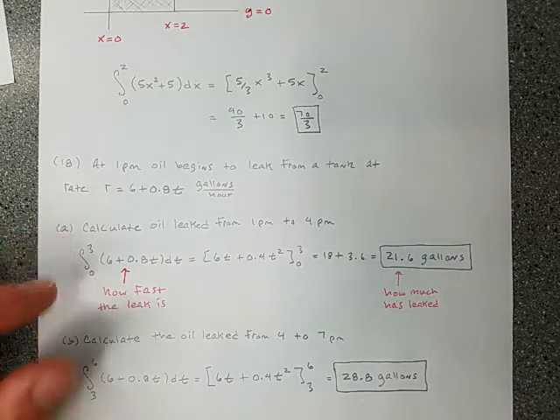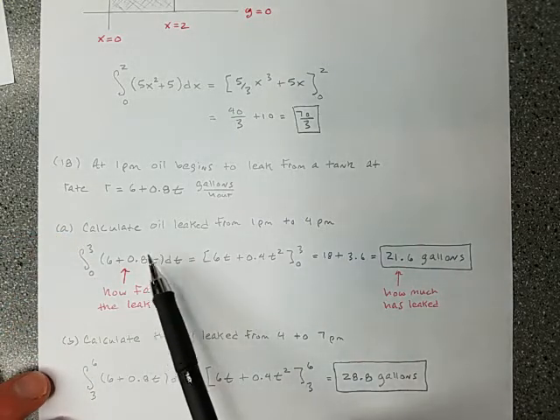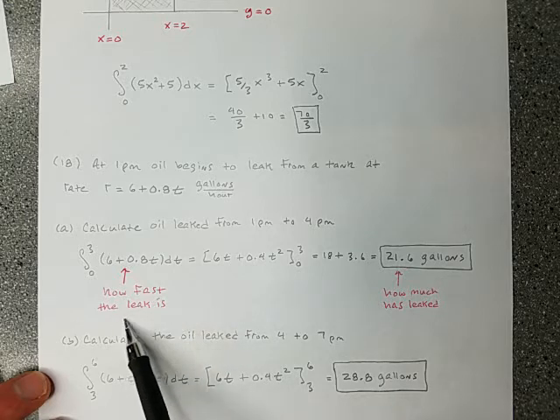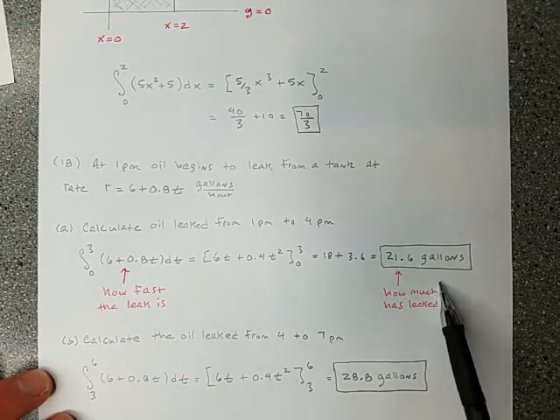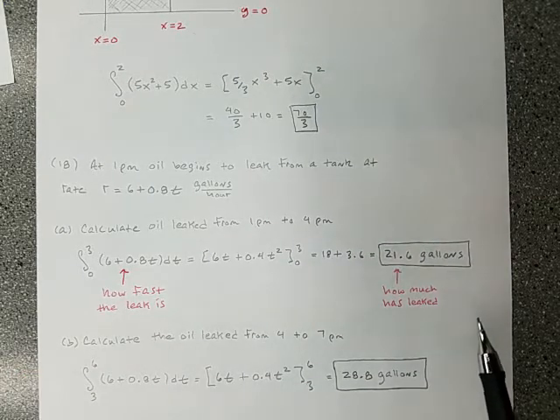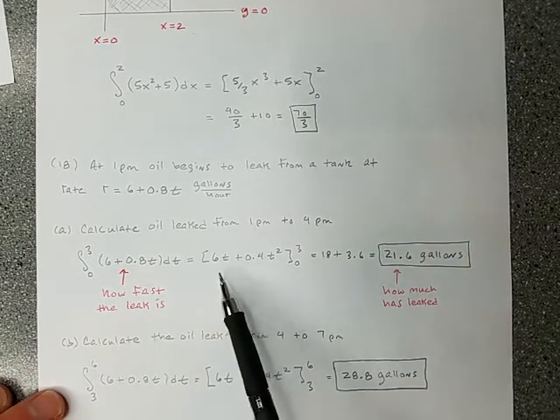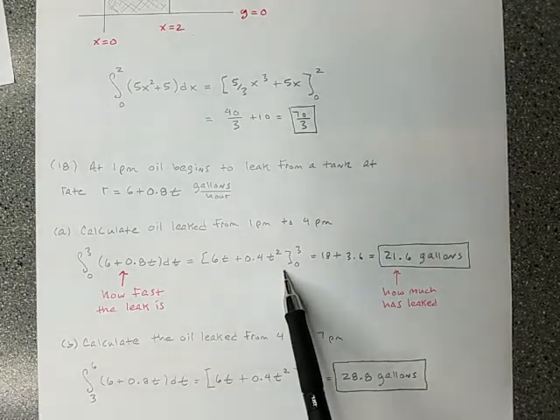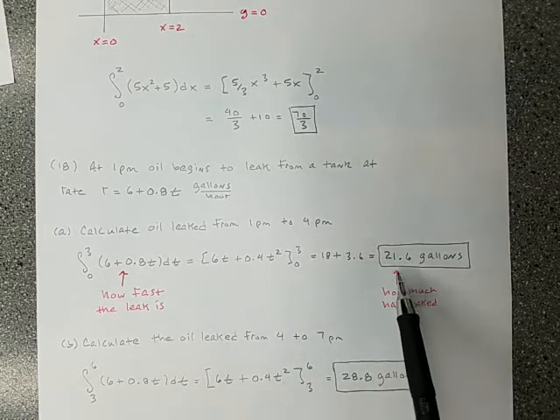And what the integrals do in this case is they go from having information about how fast the leak is in gallons per hour to how much has leaked over that period of time in gallons. Okay, so we set it up. It's a fairly simple integral to work. So we get 21.6 gallons.